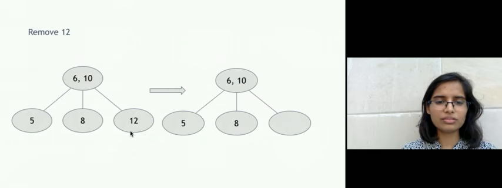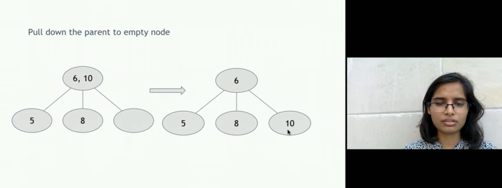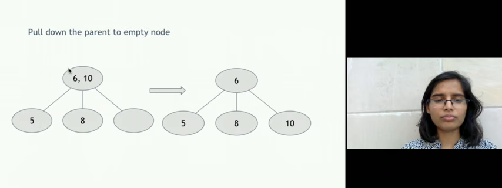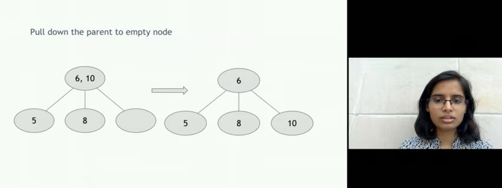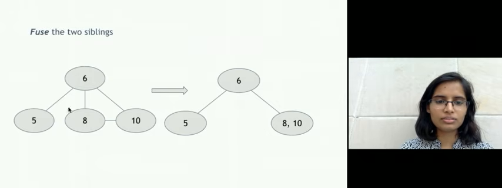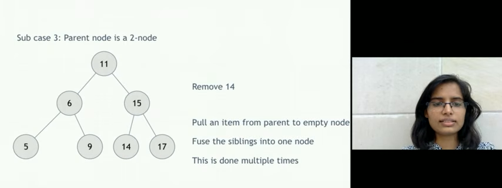So we have got this tree, we remove 12. After removing 12, there's an underflow here. So now, as there's an underflow here, we move one of these values down. So we have 10 down here. So after bringing 10 down, we fuse these two elements, and now this is the tree that we get. Now let's look at the subcase 3.